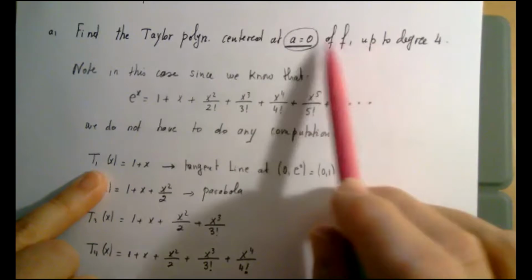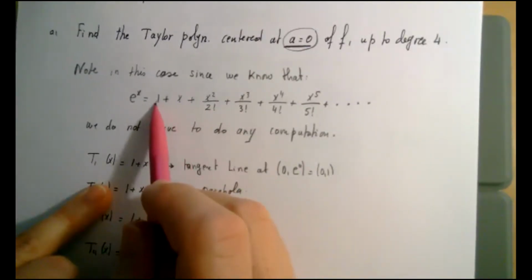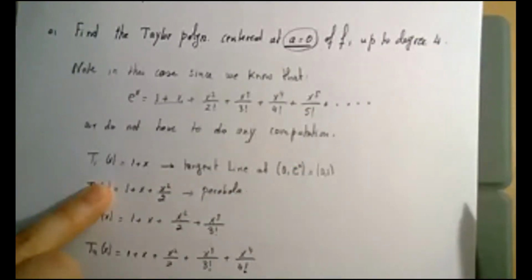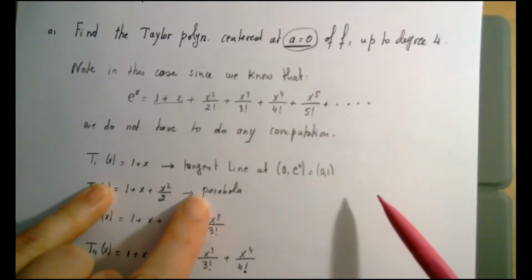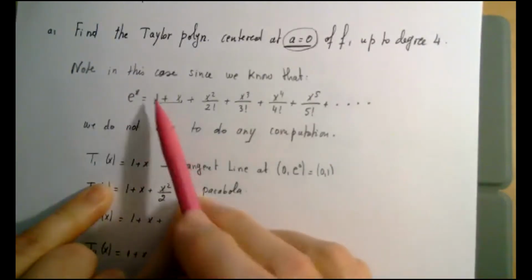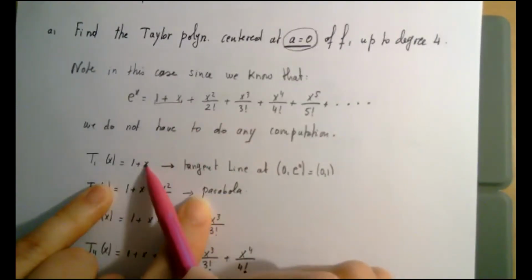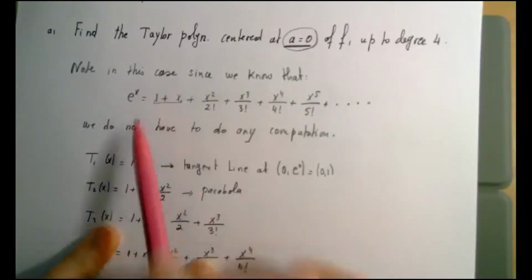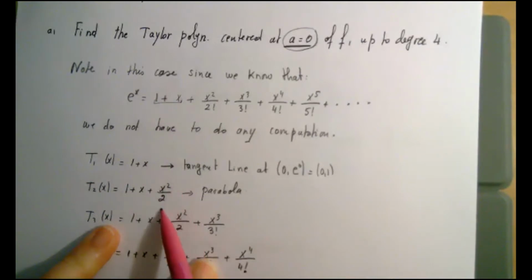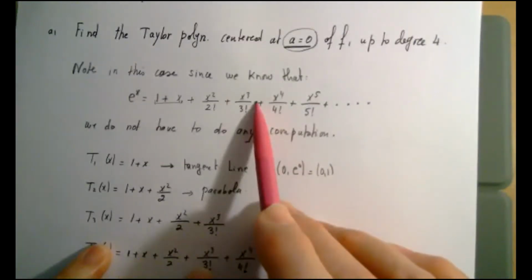If I want the Taylor polynomial up to 4, I can pick the terms up immediately from here. So the first degree Taylor polynomial is 1 plus x, which is basically the tangent line. What I mean by that is, if you sit down and compute f of 0 plus f prime of 0 times x, you get exactly 1 plus x. The Taylor polynomial of degree 2 is going to be 1 plus x plus x squared over 2, and that's exactly the parabola that we talked about. Of degree 3, you pick up the first 3 terms all the way up to here.